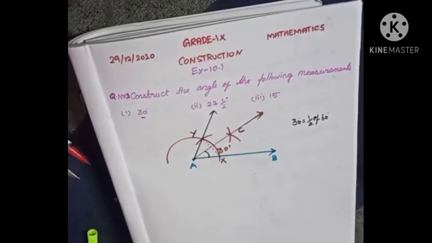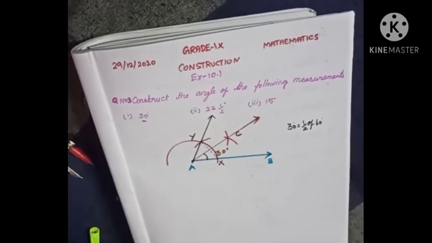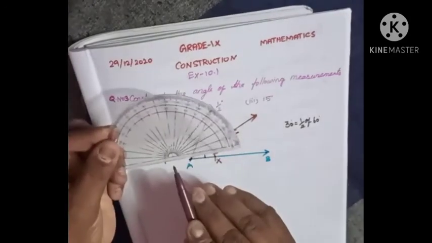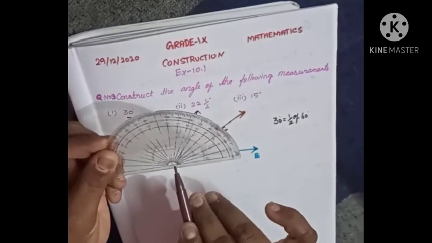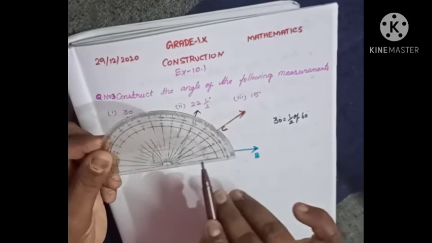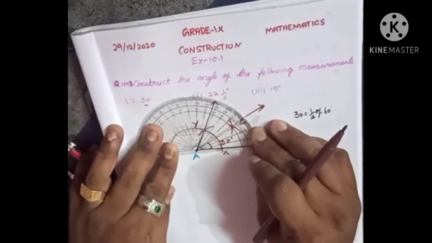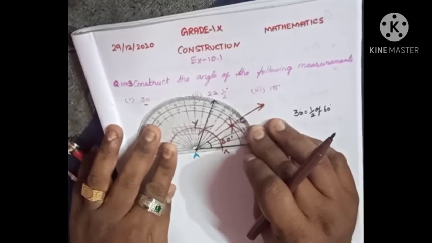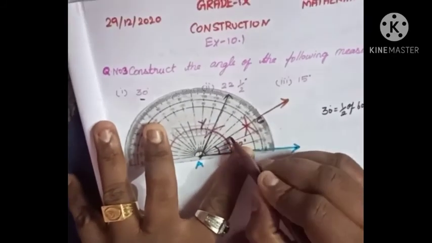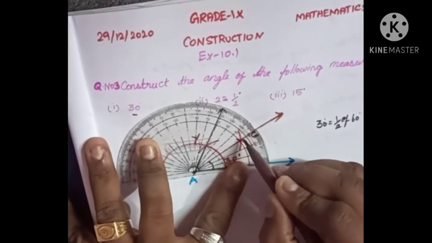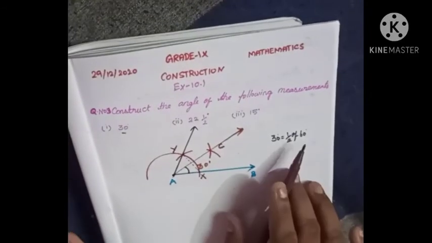Okay, by using a protractor you can measure whether it is correct or not. So you can fix this protractor's center point at A, and coincide its line with the ray AB like this. You can see it coincides with the ray at 30 degree. So it shows 30 degree. So now you can see the first diagram is completed.